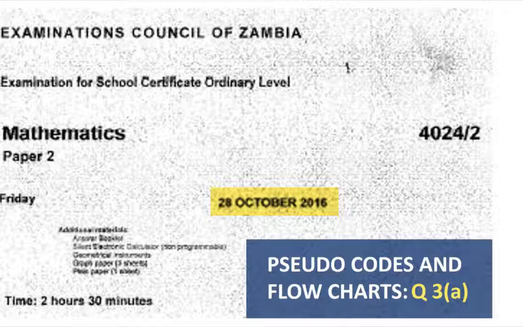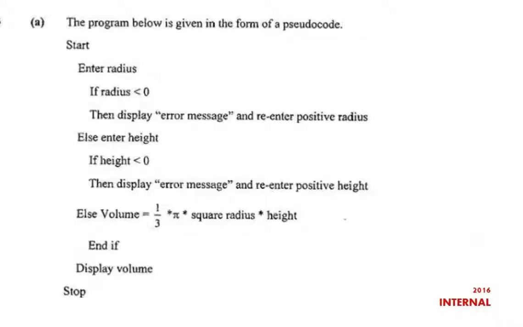Okay, so we are looking at question 3 in the 2016 internal paper, question 3A. Question 3A says the program below is given in the form of a pseudocode. Start, enter radius. If radius is 0, then display error message and re-enter the positive radius, else enter height. If height is less than 0, then display error message and re-enter positive height, else volume is equal to 1/3 times pi times square radius times height, and display volume, then stop. The question is, draw the corresponding flowchart for the information given above.